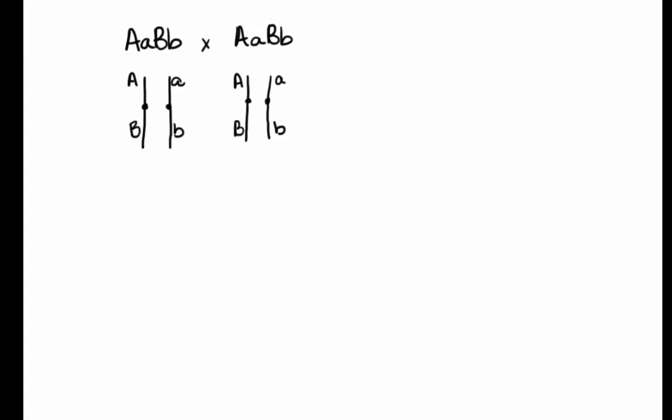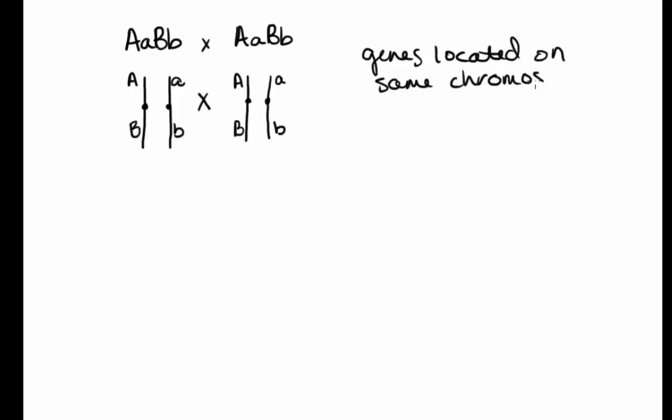Consider this specific cross. Here we have two individuals that are both heterozygous for the A gene and the B gene, and I've drawn the chromosomes here so that we can get an idea of how the alleles are actually arranged on those chromosomes. So one of the keys here is that we're looking at two genes located on the same chromosome. The A and the B gene are both on the same chromosome, so these would be linked genes. With linked genes, the inheritance patterns are going to change a little bit.